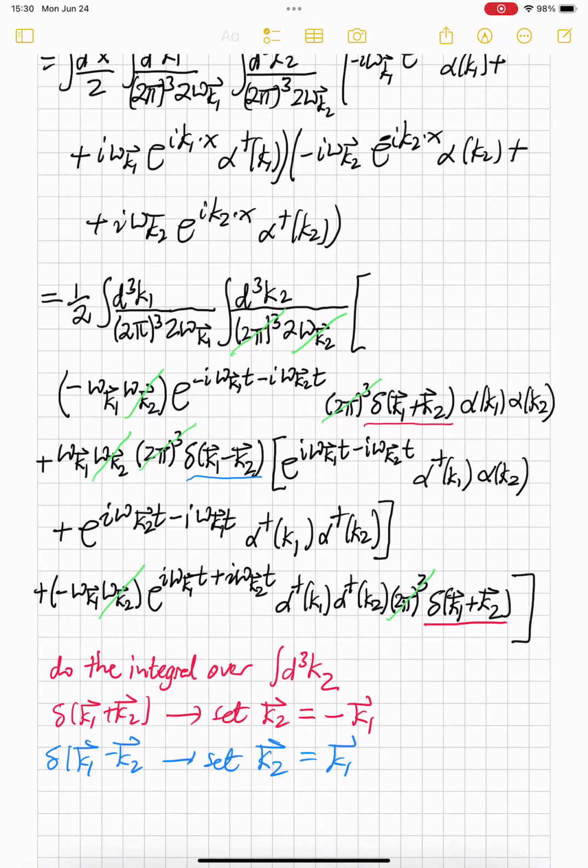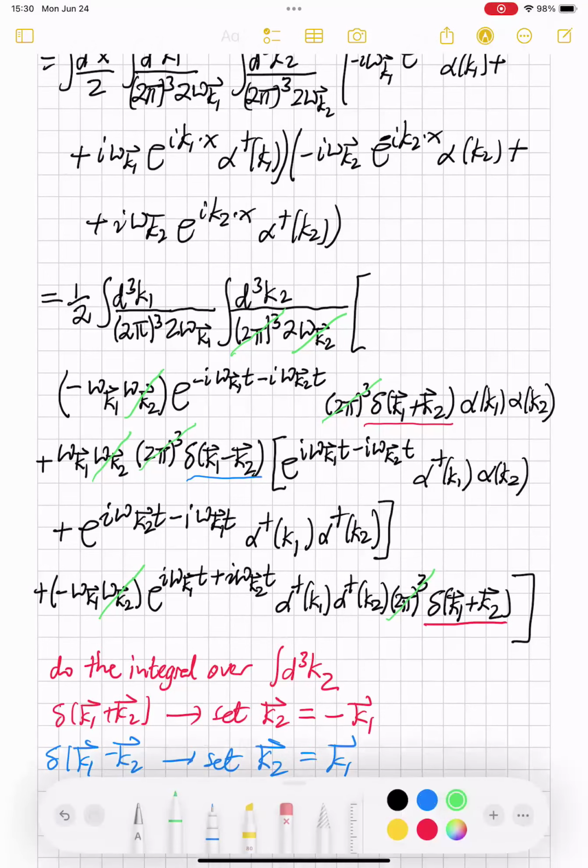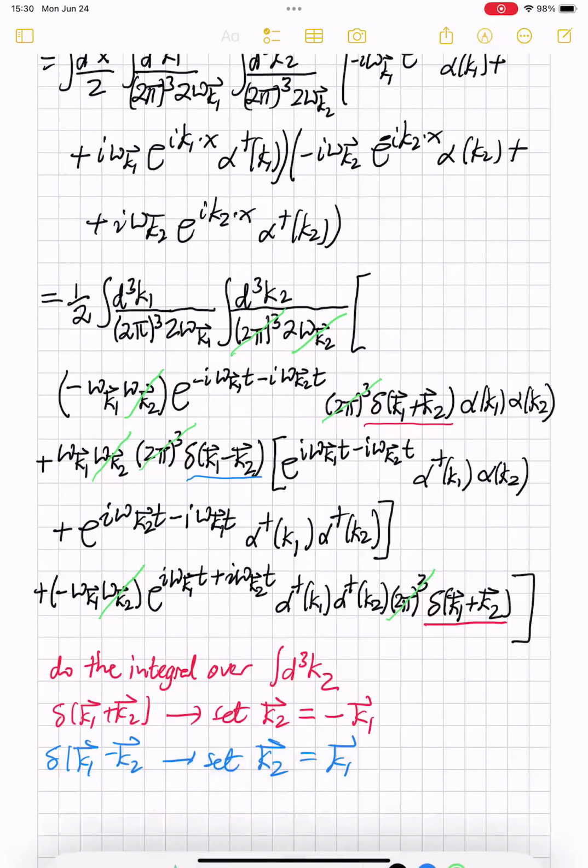So when we do that integral, we just simply need to plug in these values for K1 and K2. One last thing that I just want to remind you of, I'm sure it's something that you know, but let me just remind you. If you have omega k, well, remember, this is equal to the square root of k dot k plus m squared. But if we change k into minus k, because it's k dot k under the square root, that doesn't change. So omega k is equal to omega of minus k.